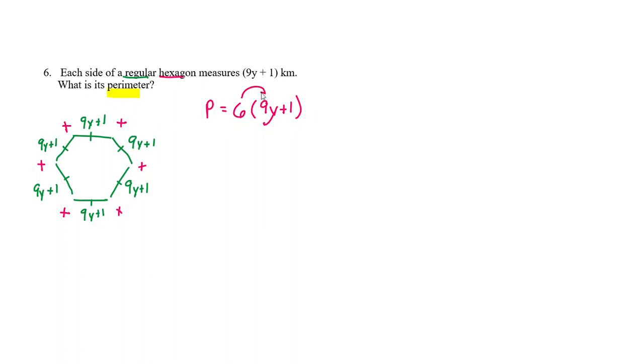And this is a distributive property situation. 6 times 9y plus 1 is 6 times 9y, and 6 times 9y is 54y. And then plus 6 times 1, which is 6. And I'll put that in parentheses and write kilometers. Again, do we know what the perimeter is? No, we don't. We don't know what the perimeter is because I don't know what y is. So it's impossible to find the perimeter, but we can find an expression for the perimeter by saying, well, whatever y is, it's 54 times y plus 6.